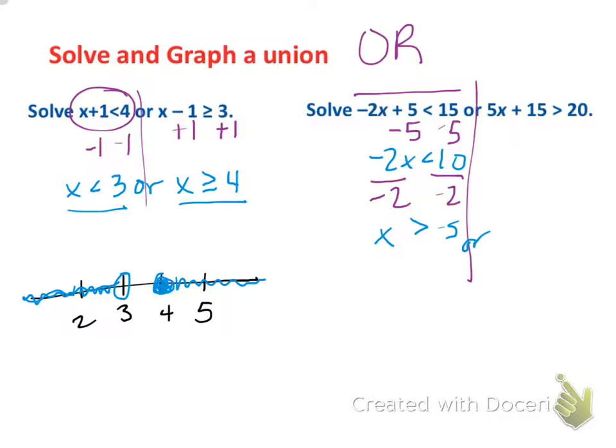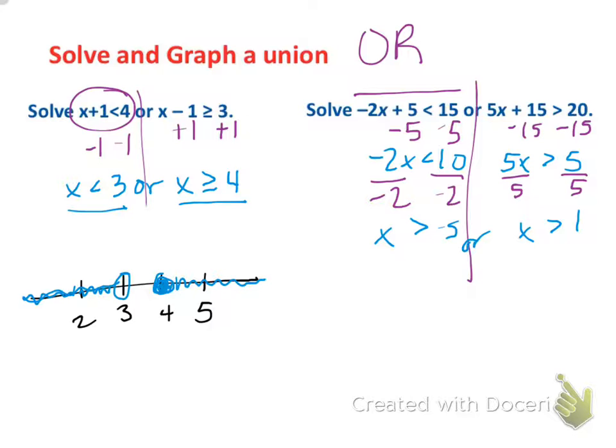Or, let's solve the other one. Subtract 15 from both sides. 5x is greater than 5. Divide both sides by 5. X is greater than 1.